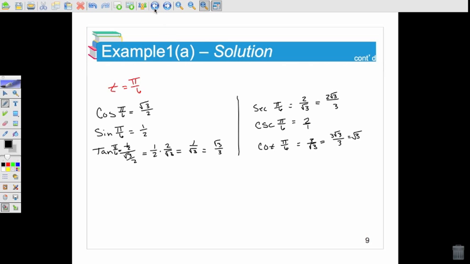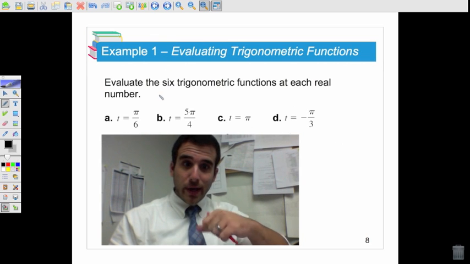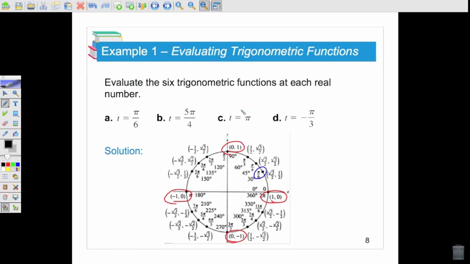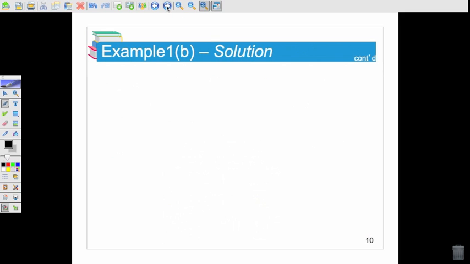Let's do it one more time. Well, that was a great explanation. I don't know, let's do one that's a little bit difficult. Let's do D, because that has a negative angle, and I want to do that one. So, where T is negative pi over 3. Let's write that down in here. T is negative pi over 3.